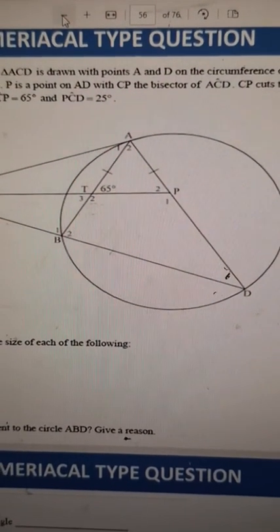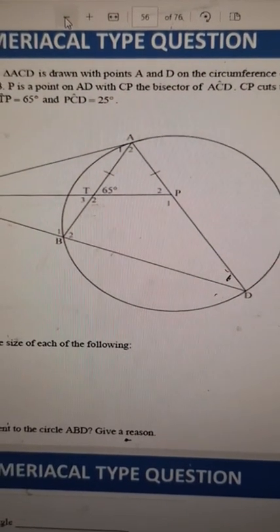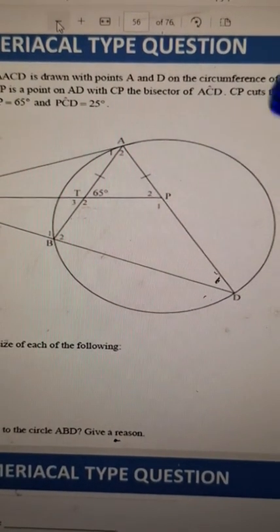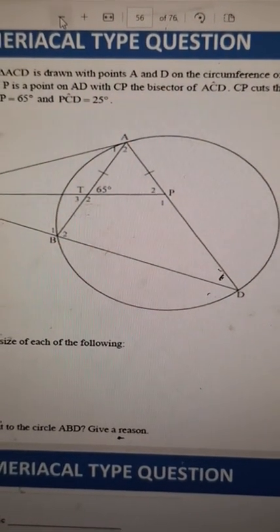That's an incorrect statement. Okay, Lifa says P2 is equal to 65 degrees, angles opposite equal sides.